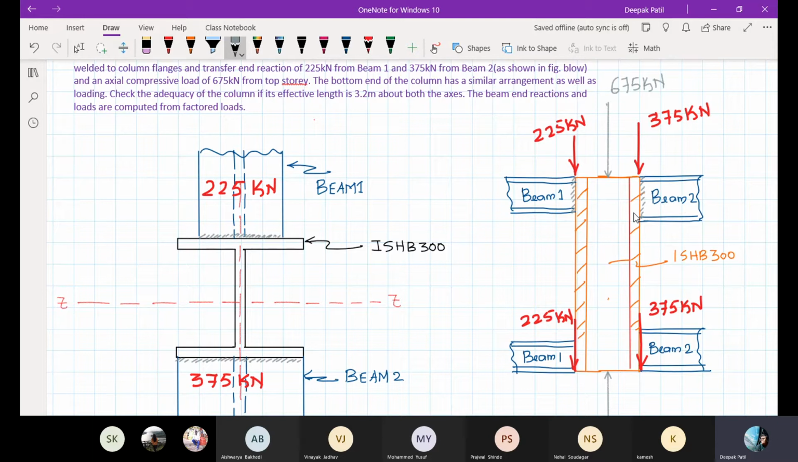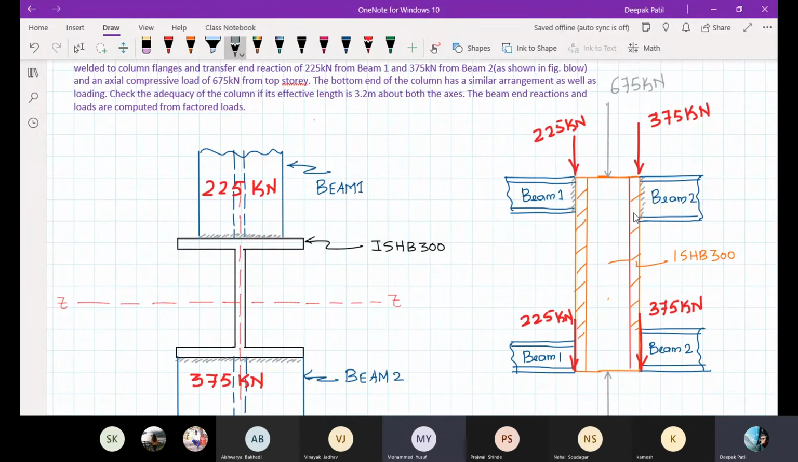Now my question to all of you is whether this column is subjected to uniaxial bending moment or biaxial bending moment. You just tell me that. Is the column subjected to uniaxial bending moment or biaxial bending moment? Uniaxial. Okay, anybody else saying biaxial bending moment? Sir, biaxial.